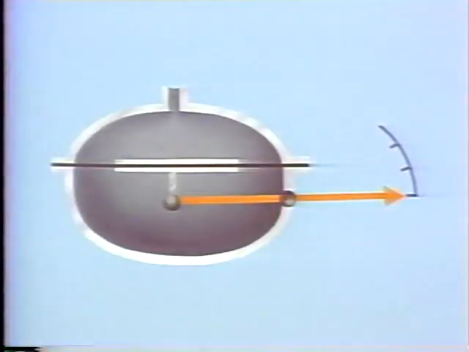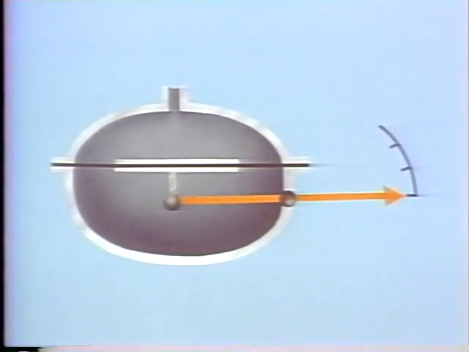The final pressure measuring device that we'll discuss is the diaphragm gauge. They work something like bellows gauges, except that instead of the bellows, a flexible diaphragm is used. On one side of the diaphragm, a pressure is exerted. On the other side of the diaphragm, a connecting rod is attached to the gauge pointer.